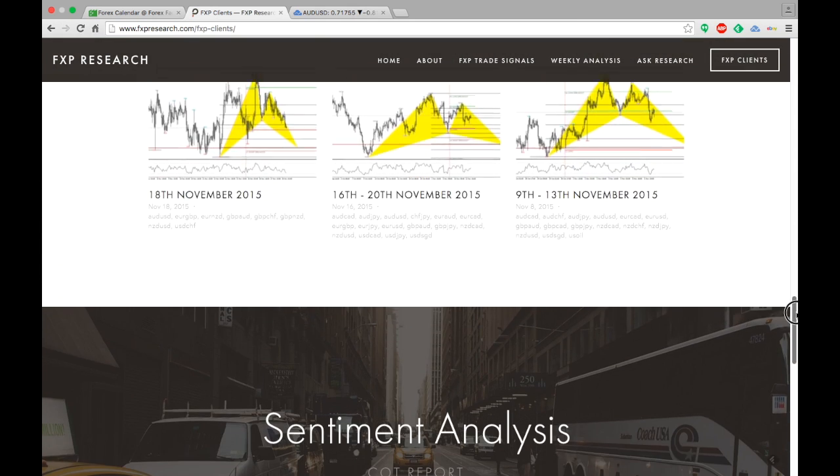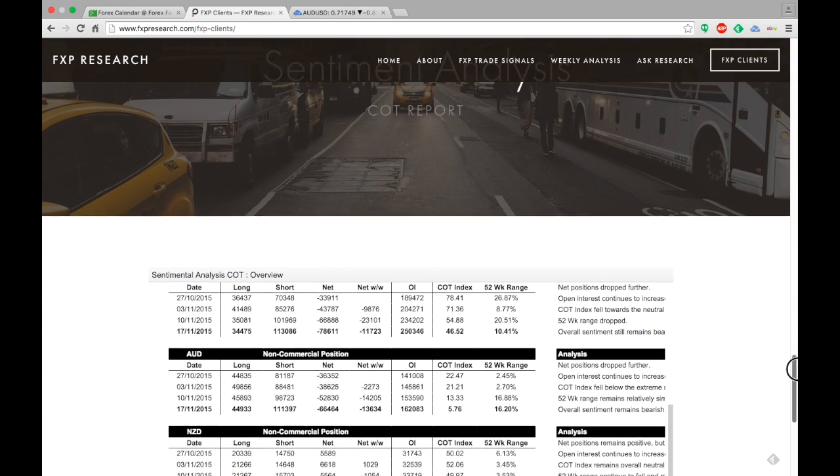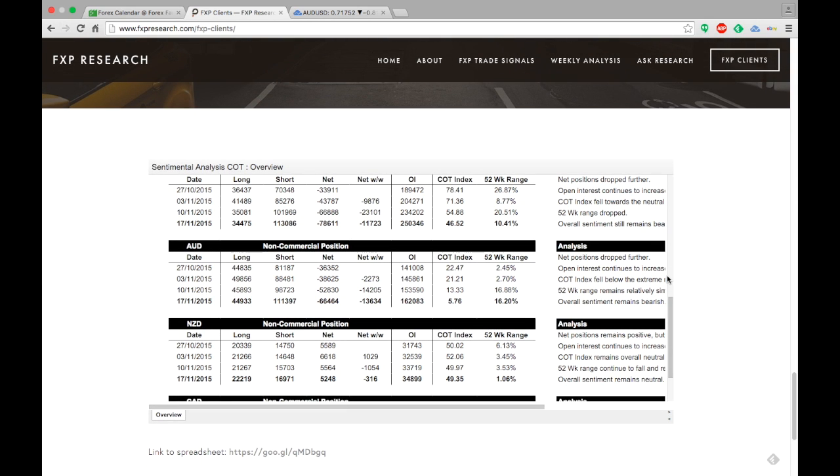Let me bring you to the sentiment analysis, mainly the COT report, first. For this week, the focus is really on Aussie. Let me bring you through some of the information and how you can make full use of this.